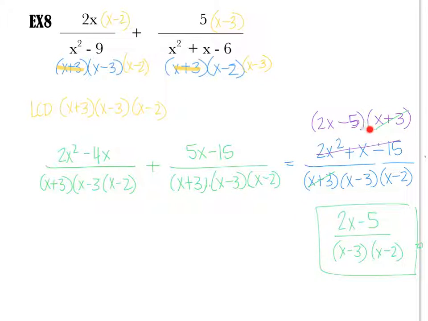And when I look at that, the x plus 3 and the x plus 3 can cancel. And so I'm left with the 2x minus 5 and then the x minus 3, x minus 2 on the bottom. So go ahead and if you have any questions, pause the video and write down or highlight anywhere that I lost you, and we'll talk about it tomorrow.